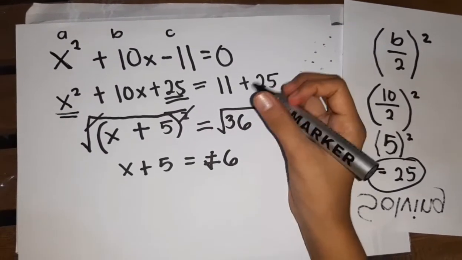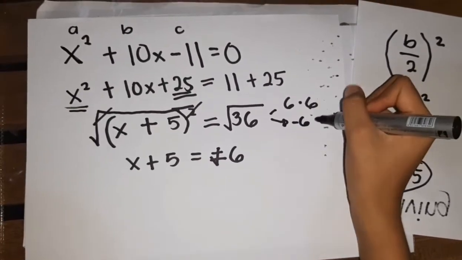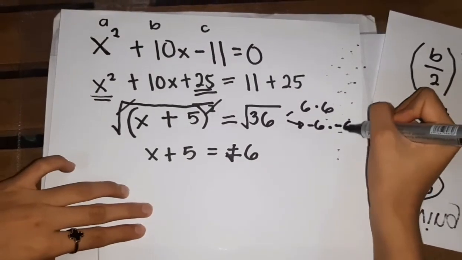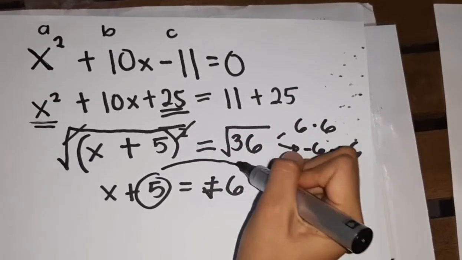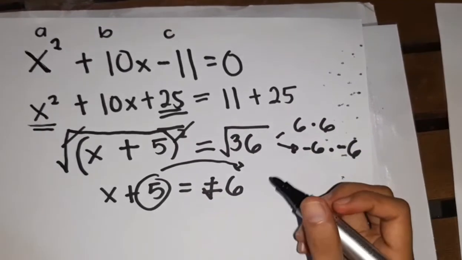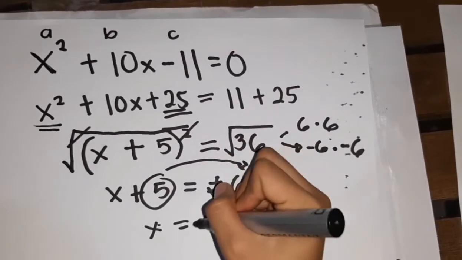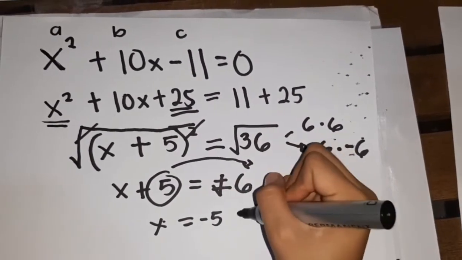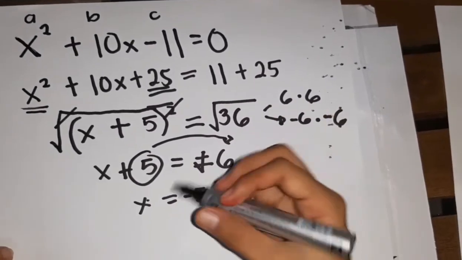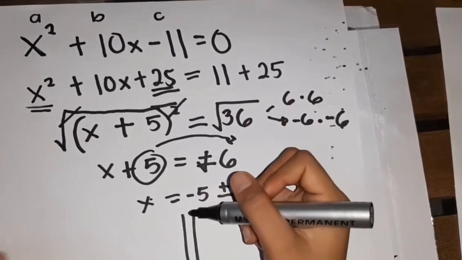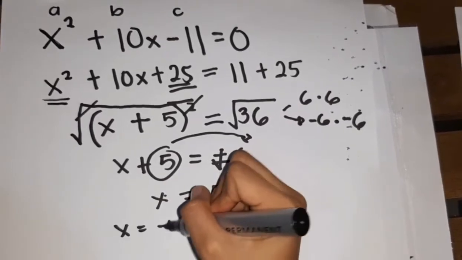But not only positive 6, since negative 6 times negative 6 is also equal to 36. After that, since we are solving for x, we need to transport the positive 5 to the other side. So it will be x equals, positive 5 will become negative 5 on this side, then copy positive and negative 6, since we have positive and negative here. To solve for x, we need to separate them on this side. Let us use the positive.